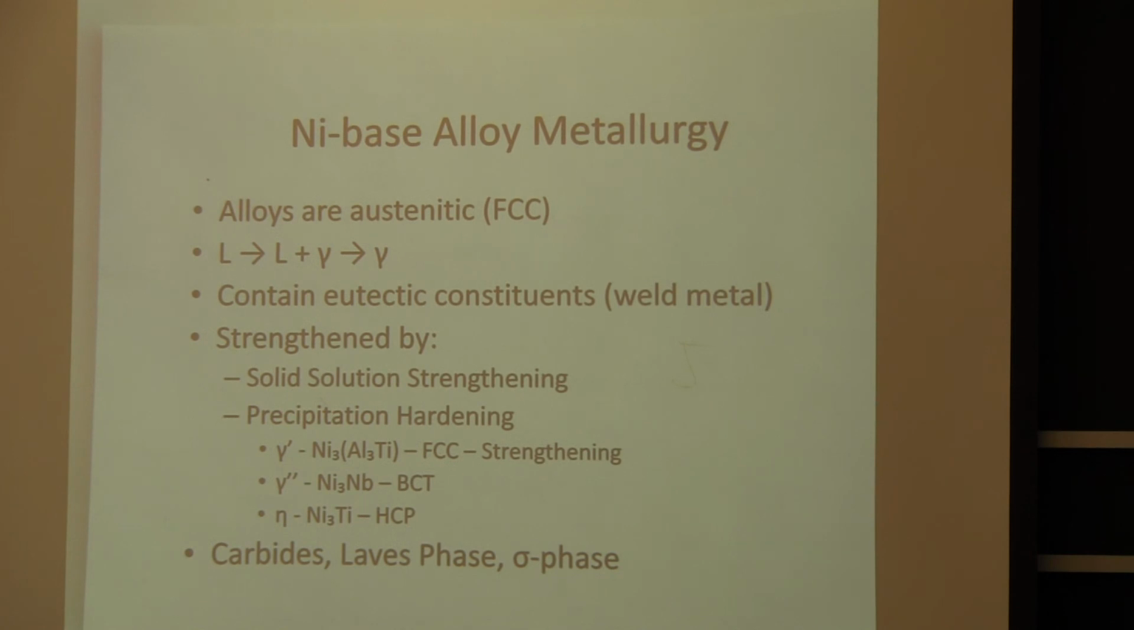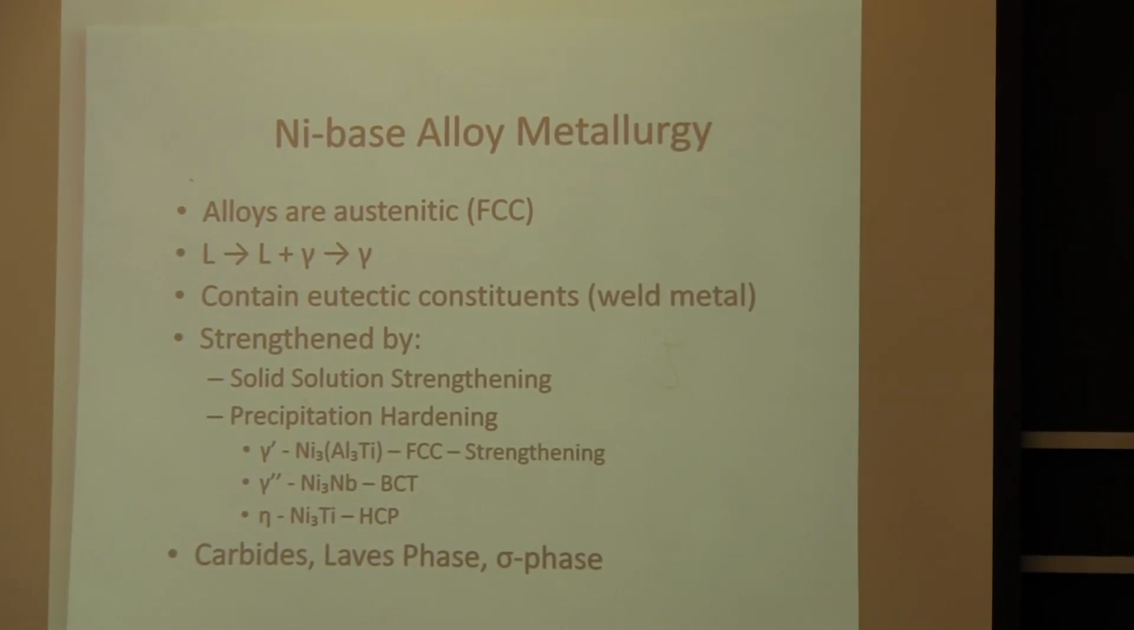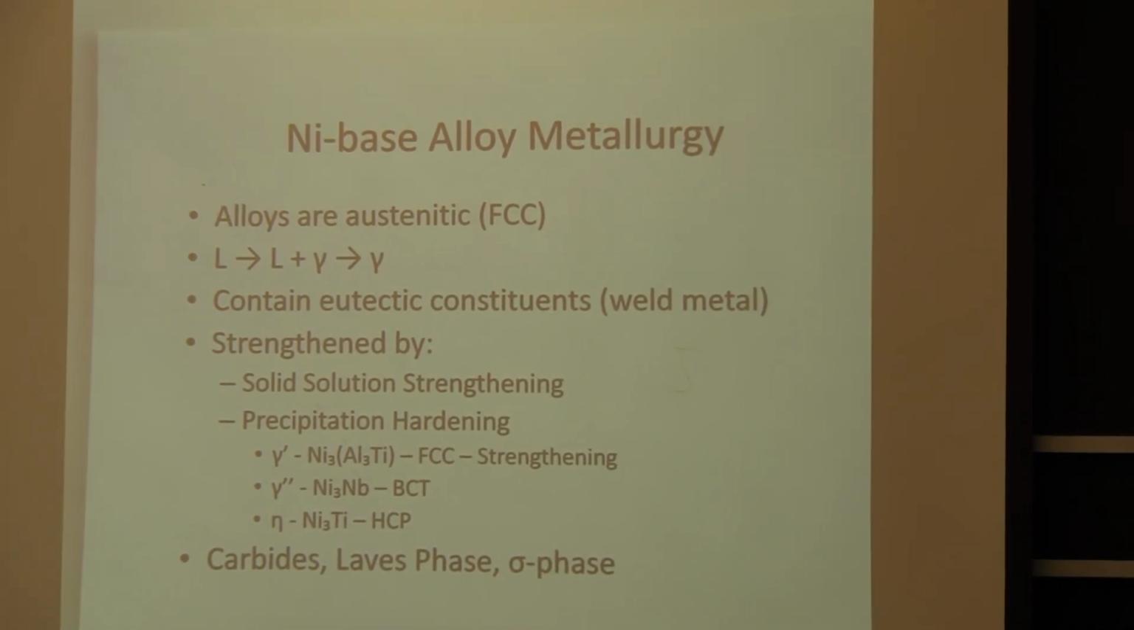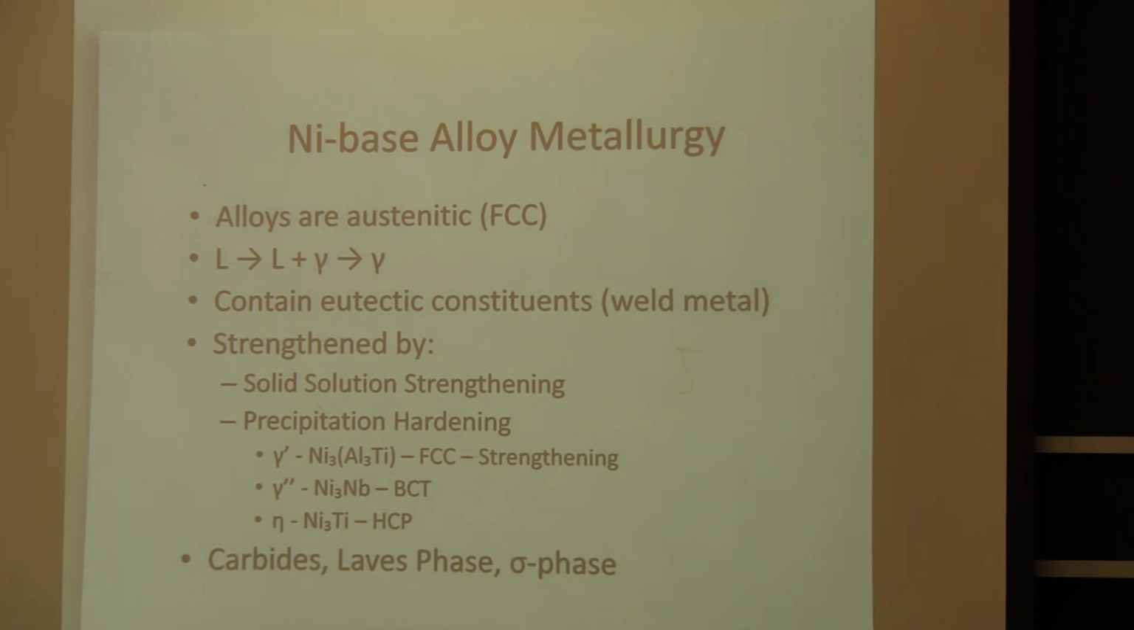Another one is the gamma double prime, which is a nickel niobium body-centered tetragonal, is what BCT stands for. That just has to do with the way the atoms are lined up in the lattice of that precipitate. And then there's another one called eta phase, which is a nickel titanium carbide or precipitate, and that's a hexagonal close-packed, which is another lattice structure that you may have heard of. Other things that form metallurgically in these alloys are various carbides of the different alloying elements that you find. You find something called Laves phase, which is often the low melting eutectic phase that you find at the grain boundaries and at the solidification boundaries. We talked a little bit about sigma phase in stainless steels. That's also found in nickel base alloys at times.